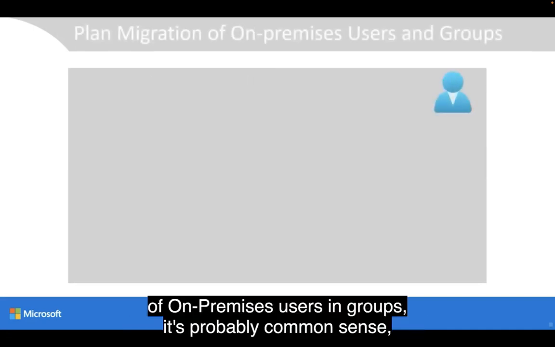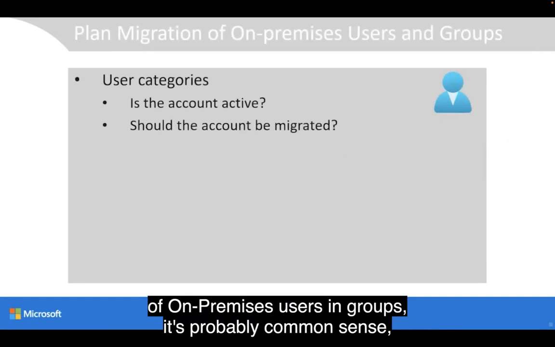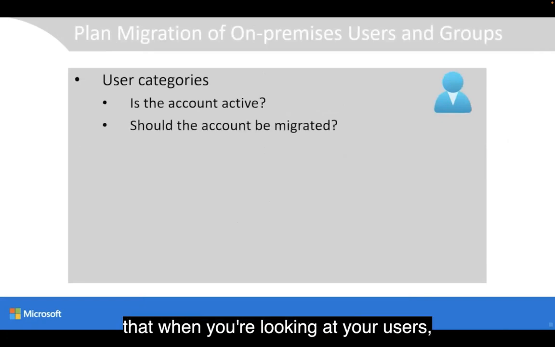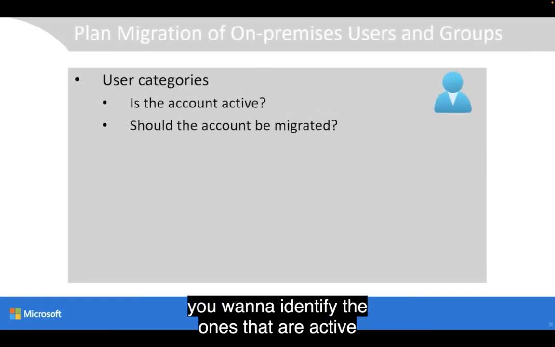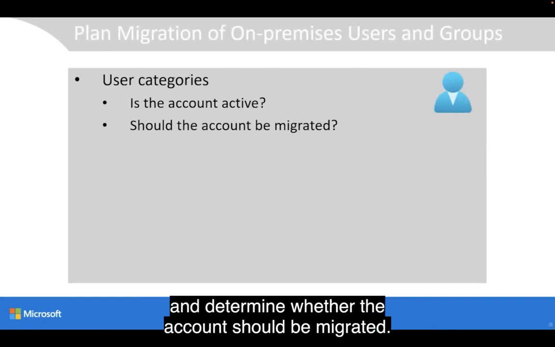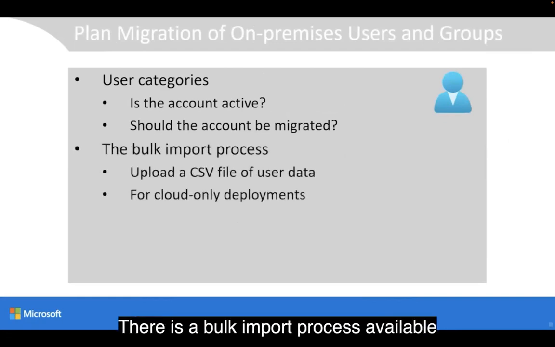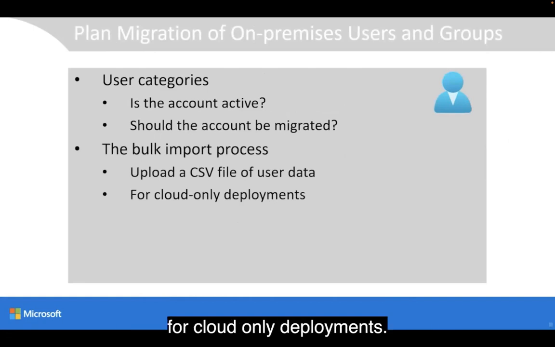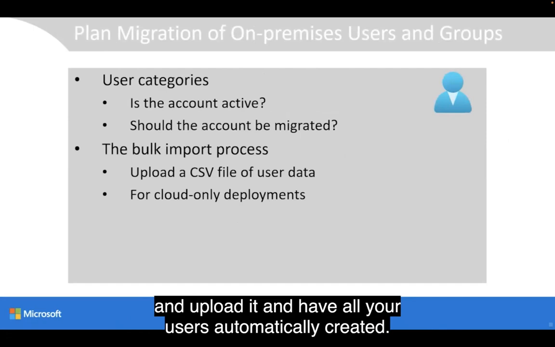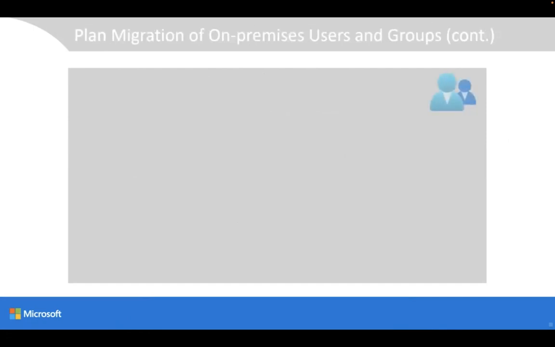When you're planning your migration of on-premises users and groups, it's probably common sense, but it's worth noting that when you're looking at your users, you want to identify the ones that are active and determine whether the account should be migrated. There is a bulk import process available for cloud-only deployments. You can make a CSV file of user data and upload it and have all your users automatically created.